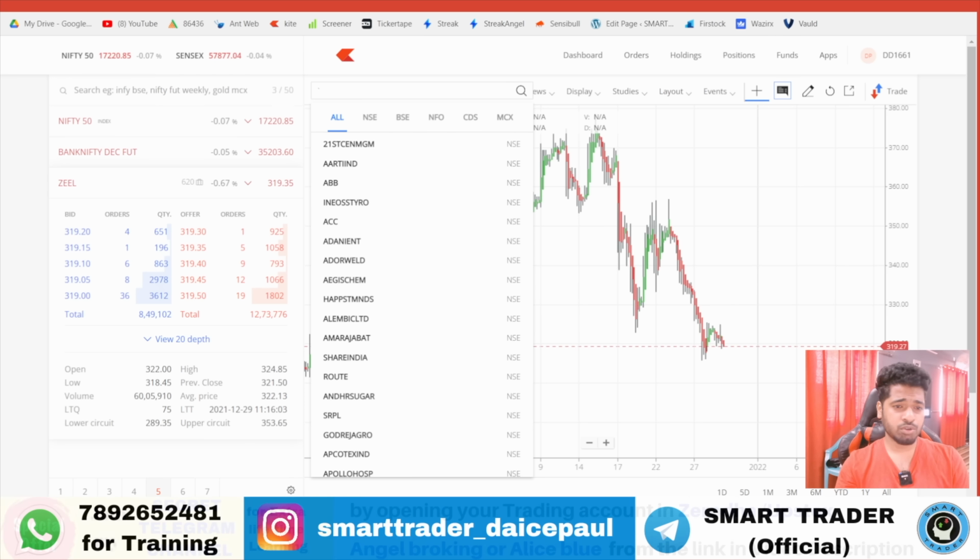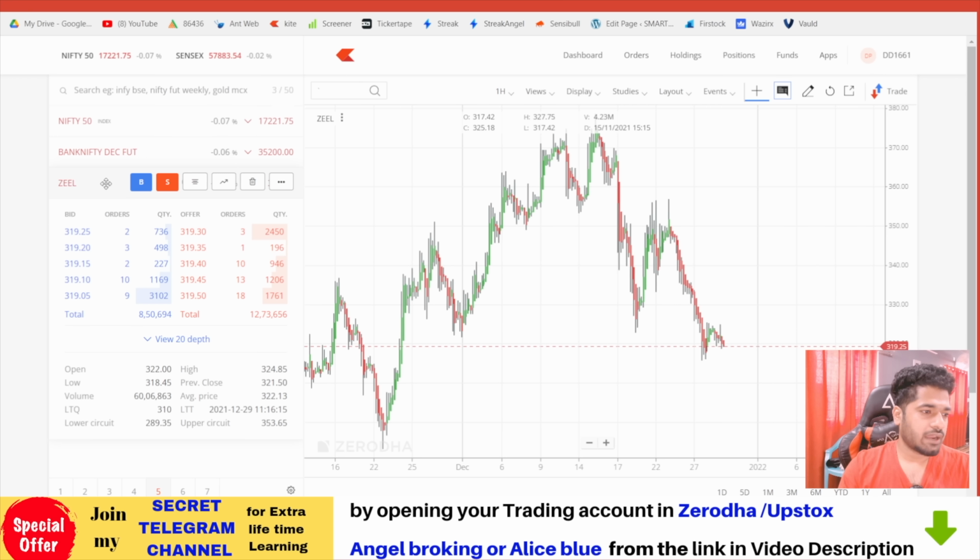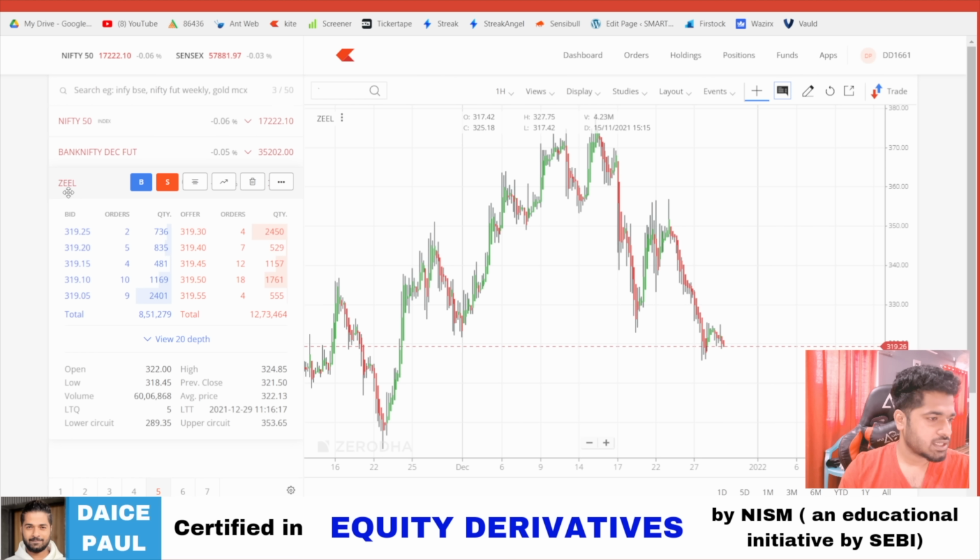So I'll be showing you how to use it in a basic way. Two different indicators I will just tell you. Most used indicators. There are many indicators, but for beginners as of now, just use this to understand. I have taken two examples here for you guys. One is Zeal and one is the Bank Nifty December future. So I'll just tell you how to use it.